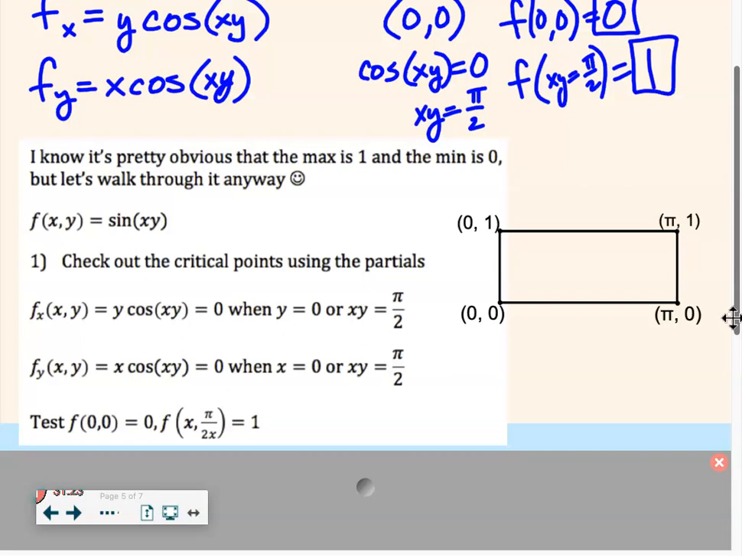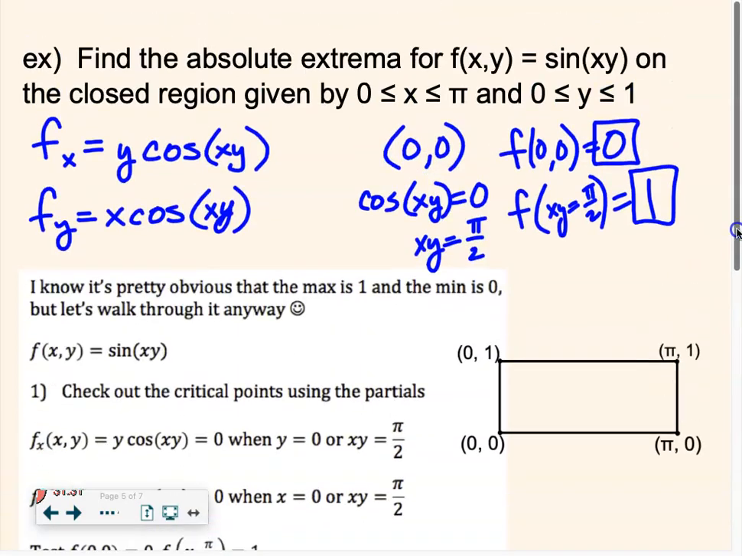Testing the boundaries when the boundaries are constants just means you replace whatever variable with whatever constant and see what happens. So the first one would be when x is 0. So you replace your x's with zeros in your function and find your maxes and mins there. But in this case, if we replace our x with 0, we just get sine 0, which is 0. So all along the boundary x equals 0, we have a z-value of 0.